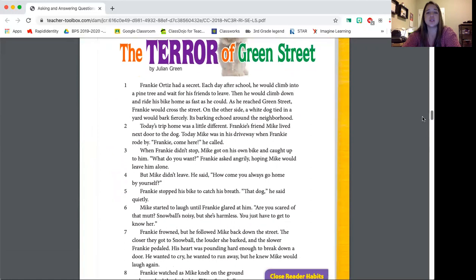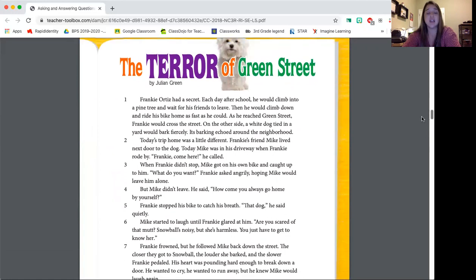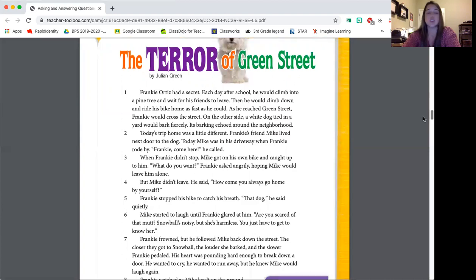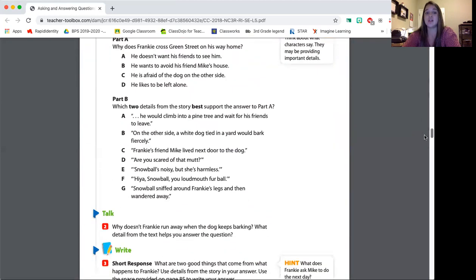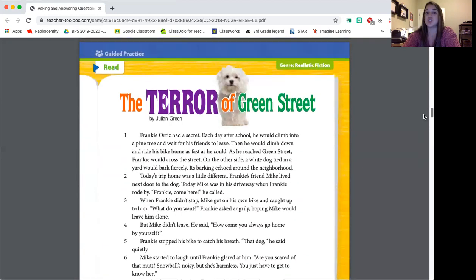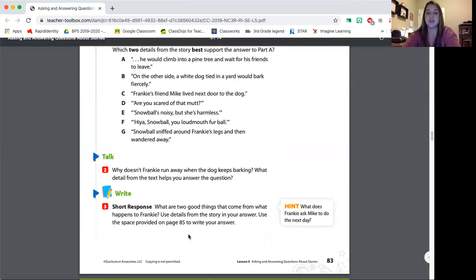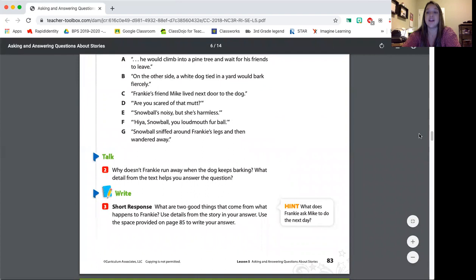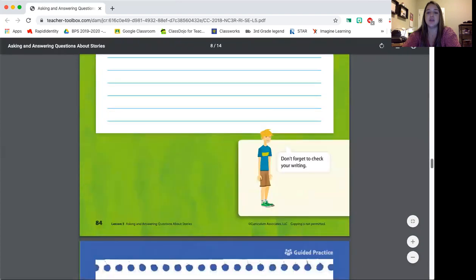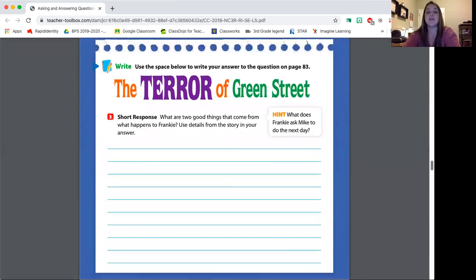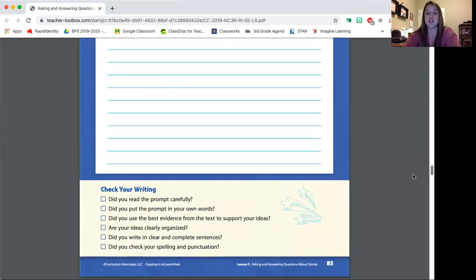Then you're gonna go on to the Terror of Green Street. I have a feeling a lot of us did this page already. Okay, if we already did this, it's okay. This is your time to go on to Imagine Learning and Classworks. I'm going to be checking that. All right, if you did not finish it, it's your turn to read it and answer the questions. And same thing with number 3, you need to go to page 85. So 84 and 85, right there, and make sure your spelling and your writing is on check.